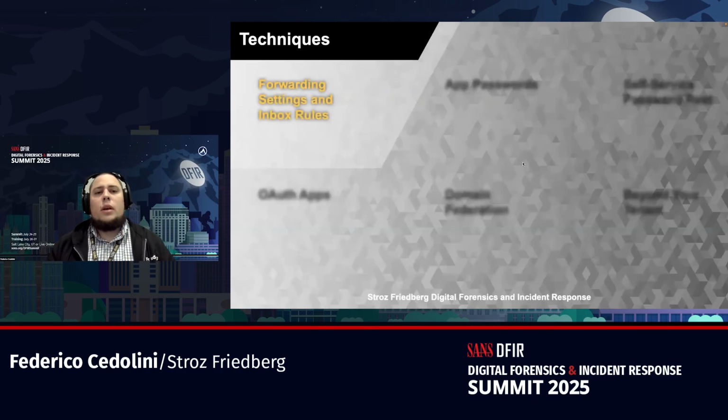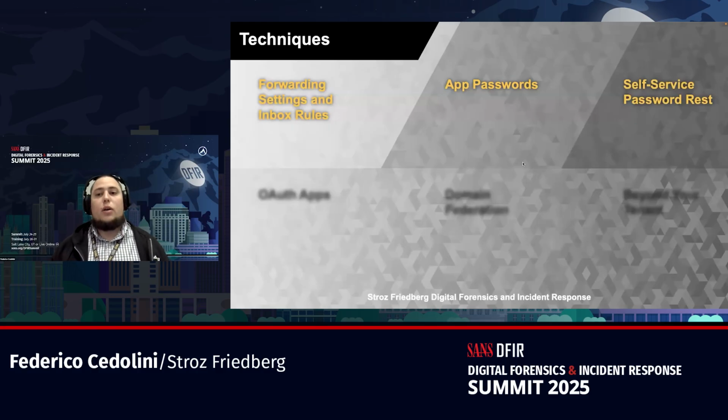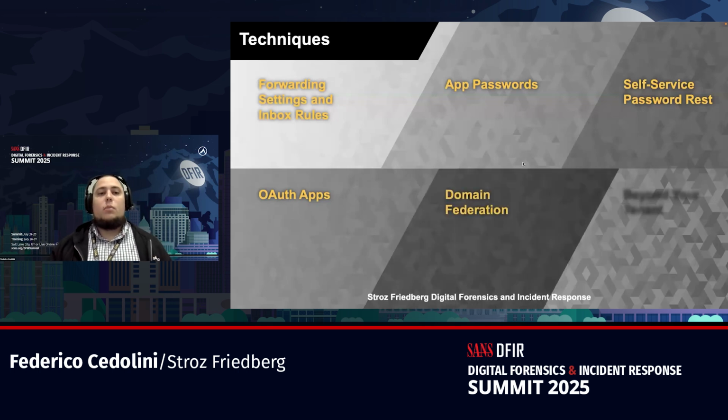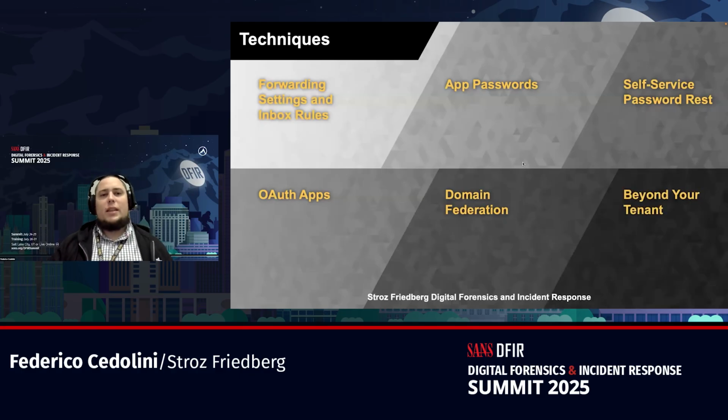We're going to be covering different techniques across the board. We're going to start with forwarding rules and inbox rules, jump later to application passwords, diving deep into this not so well-known feature in Microsoft 365. Then we're going to talk about how threat actors can leverage self-service password resets, then jump into OAuth applications, and finally into some more advanced techniques such as domain federation. And we will spend a few minutes at the end talking about how threat actors can go beyond your Microsoft 365 environment, beyond your Microsoft tenant, and leverage the identity of your users.